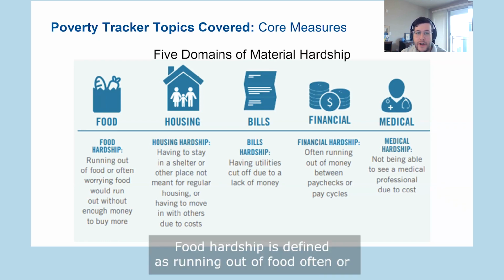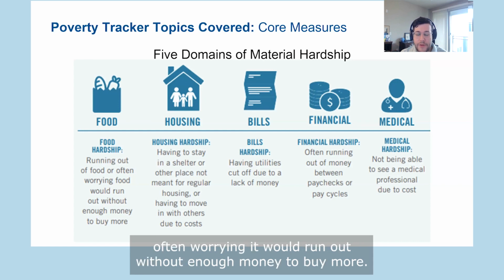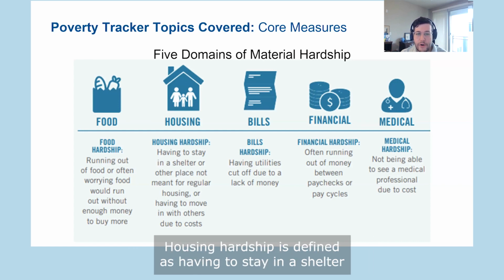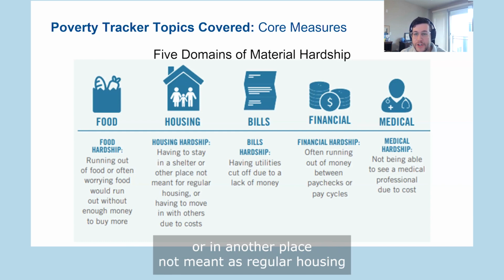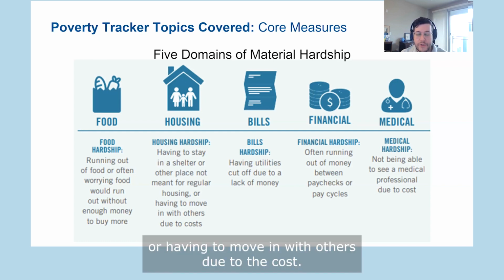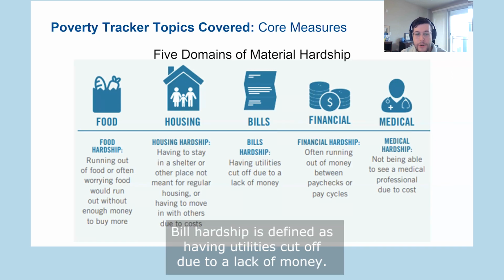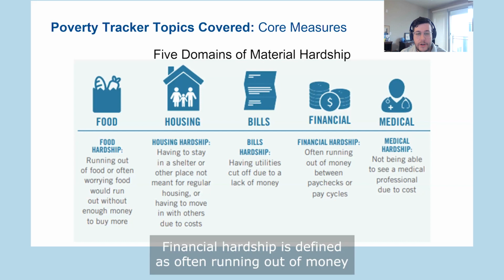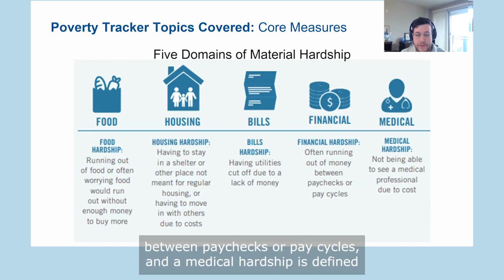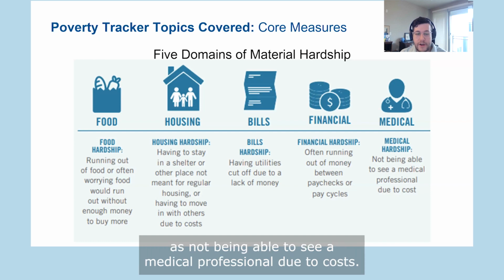Food hardship is defined as running out of food often, or often worrying food would run out without enough money to buy more. Housing hardship is defined as having to stay in a shelter or in another place not meant for regular housing, or having to move in with others due to the cost. Bill hardship is defined as having utilities cut off due to a lack of money. Financial hardship is defined as often running out of money between paychecks or pay cycles. And medical hardship is defined as not being able to see a medical professional due to the cost.